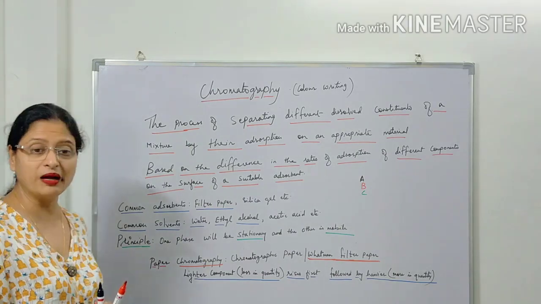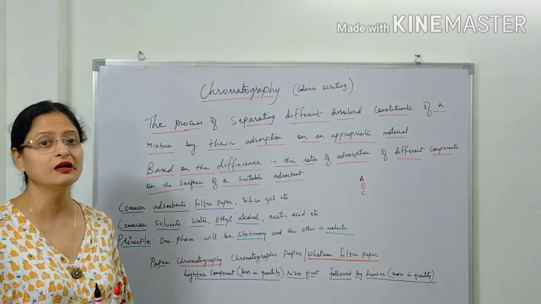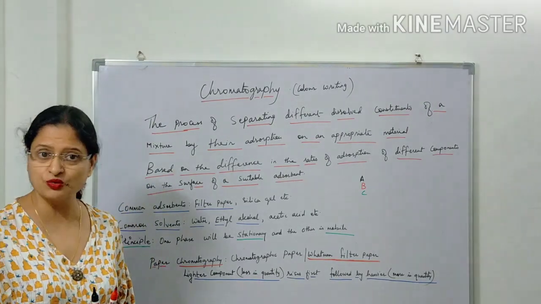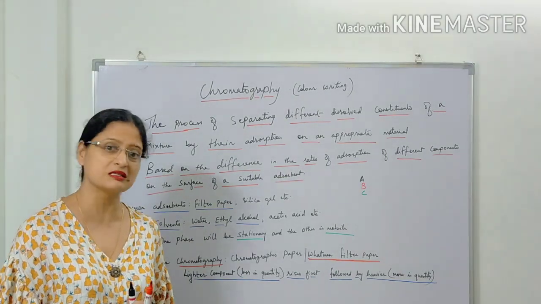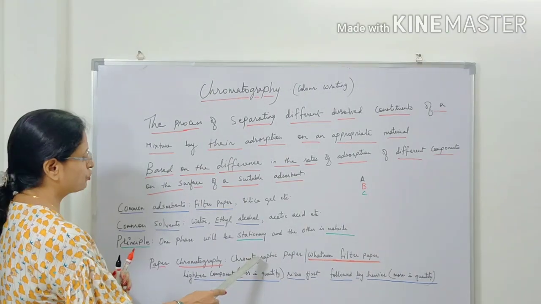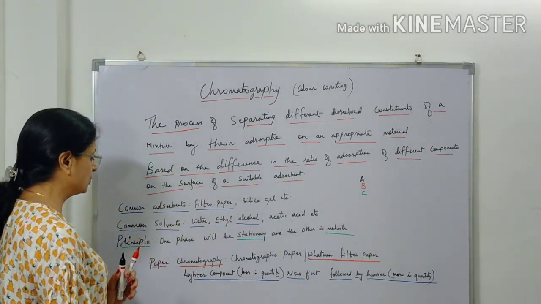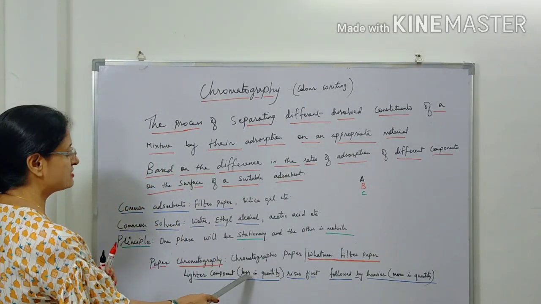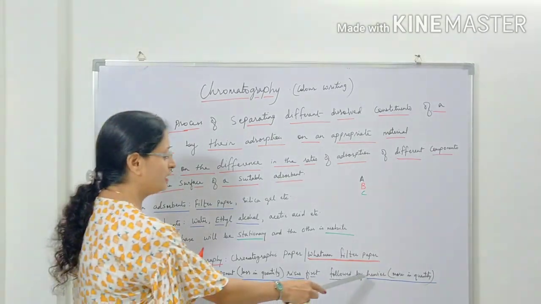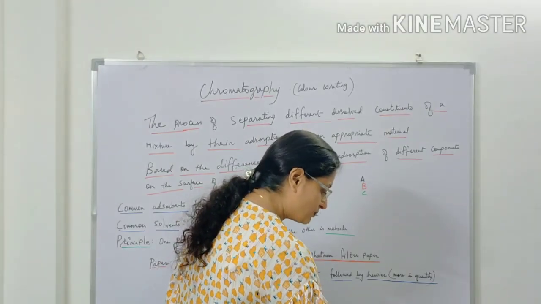There are various types of chromatography like liquid column chromatography and gas chromatography, but the most common type, which we students also do in a laboratory, is paper chromatography. In paper chromatography we use a chromatography paper, also called Whatman filter paper, and as I told you earlier, the lighter component, which is less in quantity, rises first. It means that it gets separated faster, followed by the heavier component, the one which is more in quantity. So let's begin with the process.